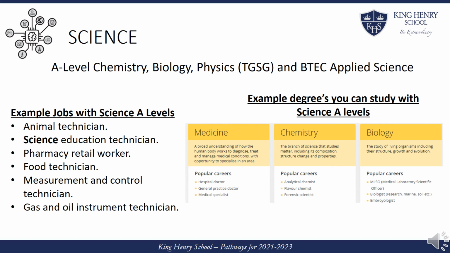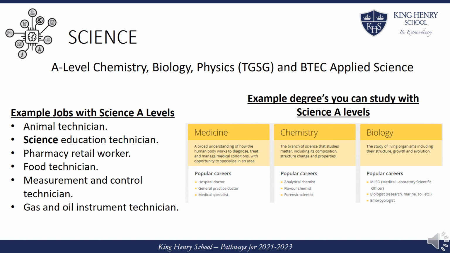Now, once you've done those A-levels or those courses, there are some jobs on the side that you would be able to go into, which is like animal technicians, science education technician, pharmacy, food technician, anything along the list on that side. However, you could also go on and do a degree.